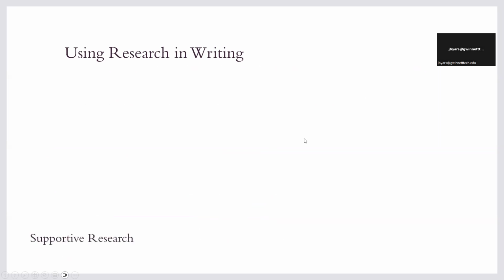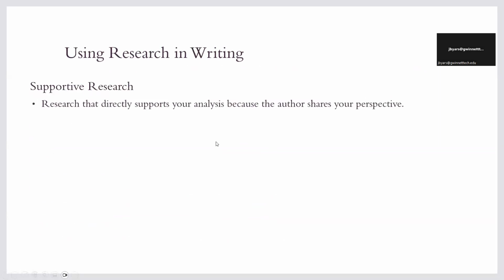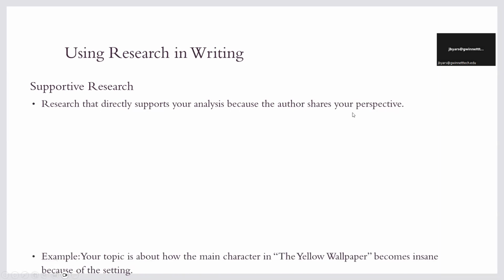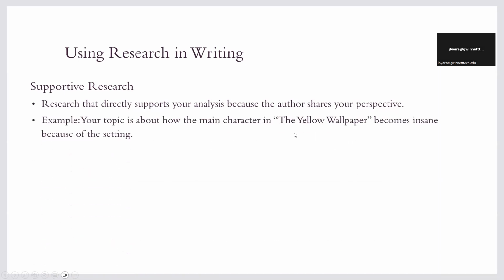Using research and writing. We have 2 types. We have supportive research, which is research that directly supports your analysis because the author shares your perspective. So this is finding an article on your actual story. Okay.